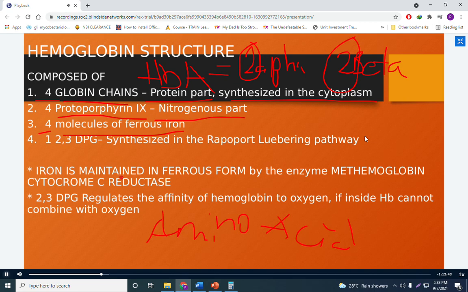Class, iron is maintained in the ferrous form by the enzyme methemoglobin cytochrome C reductase. 2,3-DPG regulates the affinity of hemoglobin to oxygen. Class, when you say regulate the affinity, meaning regulate, controlling the binding capability.